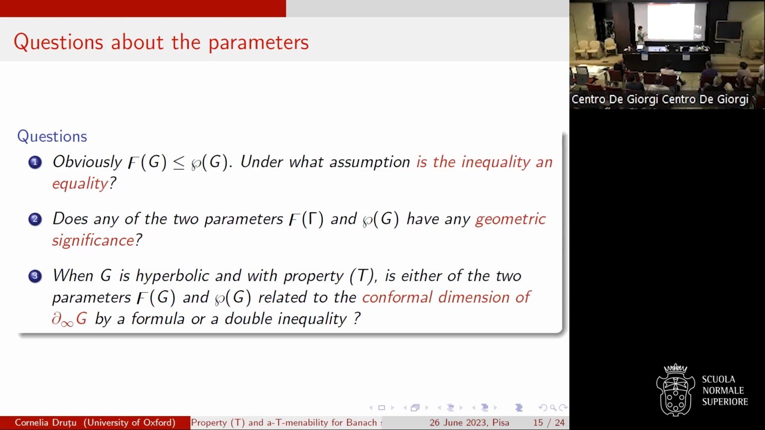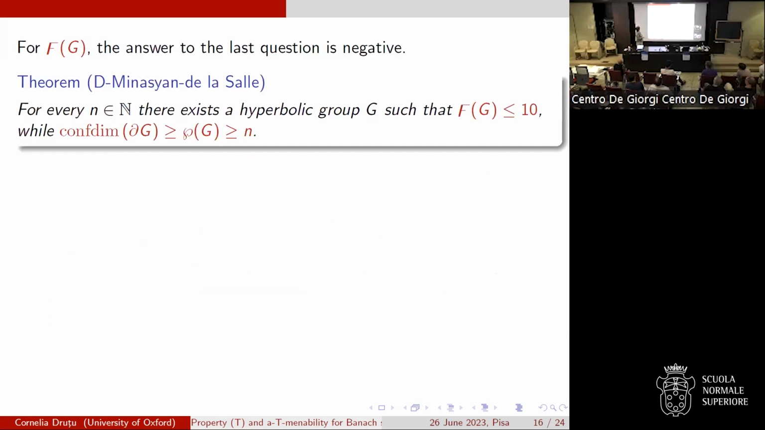And yes, in particular, this is it, the conformal dimension of the boundary again. Can it be related, either this or this, can they be related to the conformal dimension of the boundary by a formula? That would be really lucky, or at least by a double inequality. Now, as far as the fixed point property is concerned, this cannot be done.